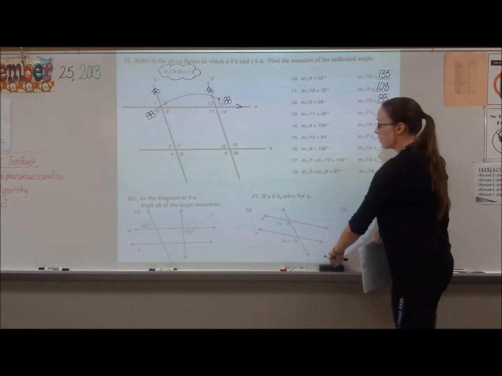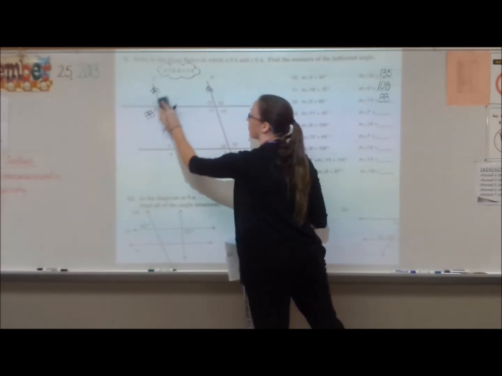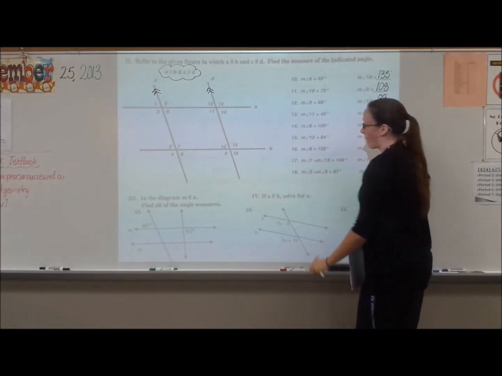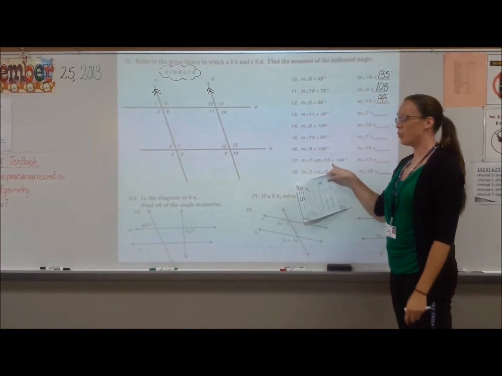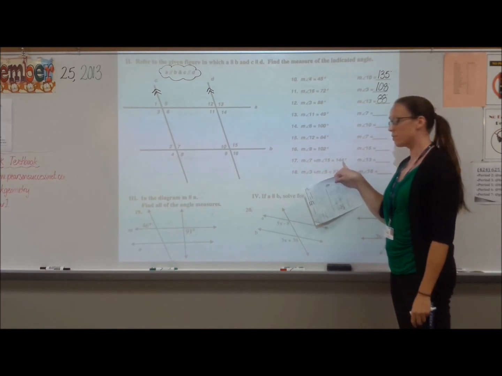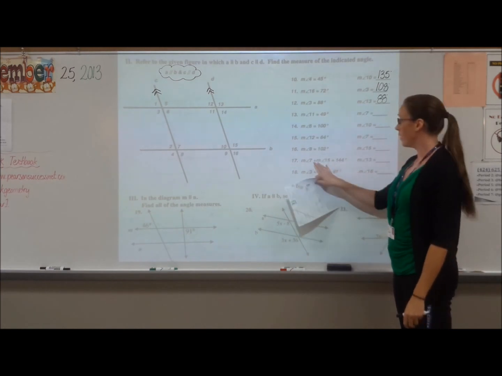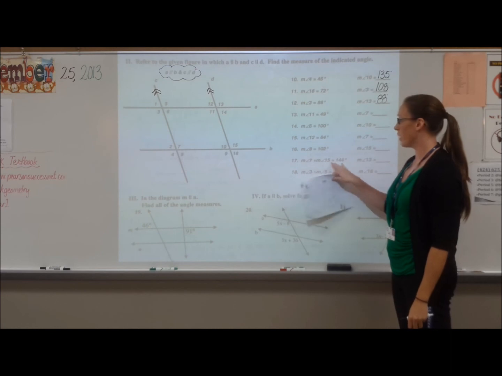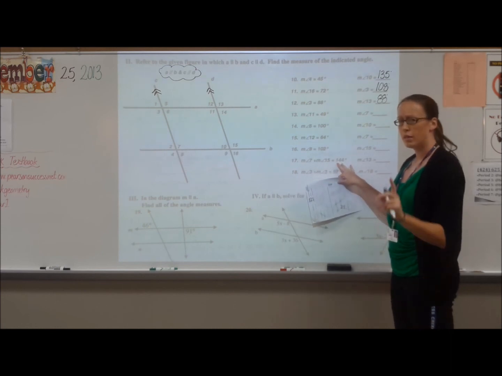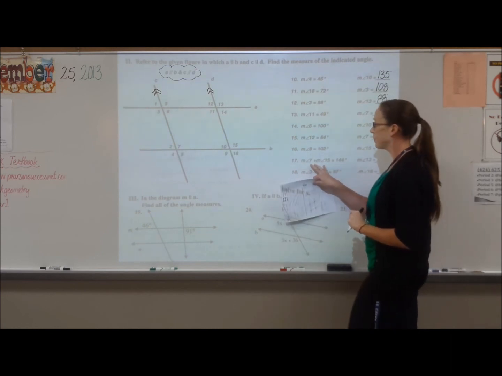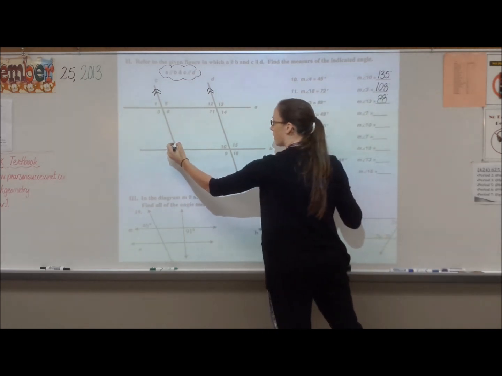Last one on the front. Take a look at 17. 17 gives you a sum, but notice it's not 180. They're telling us that the sum of two particular angles is 144. Let's go check out those two angles, 7 and 15.